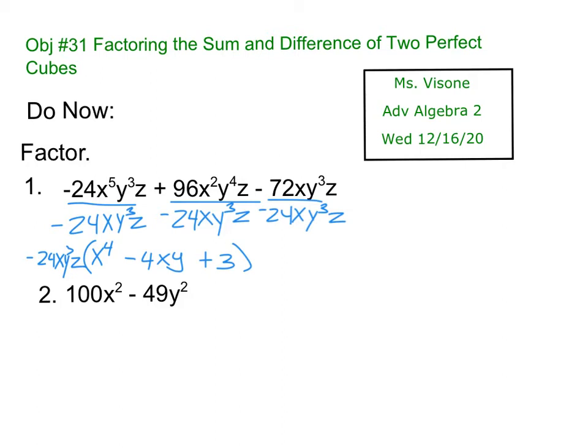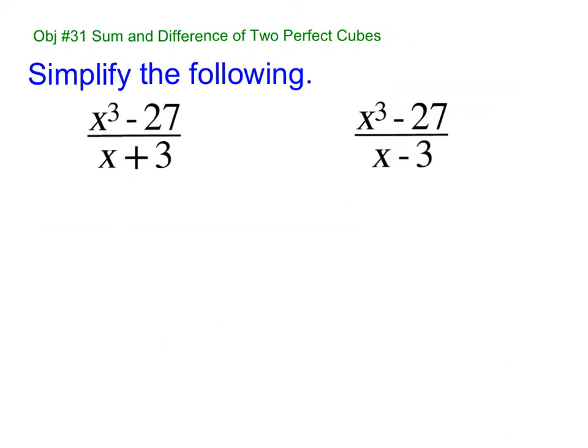All right, and then the next one should be a straightforward difference of two perfect squares. So 10x plus 7y, 10x minus 7y. All right, so I want you to divide the following. You can use long division, you can use synthetic, it's up to you.